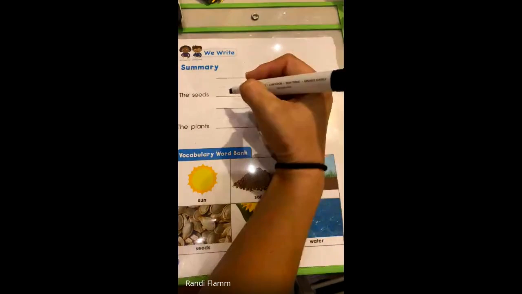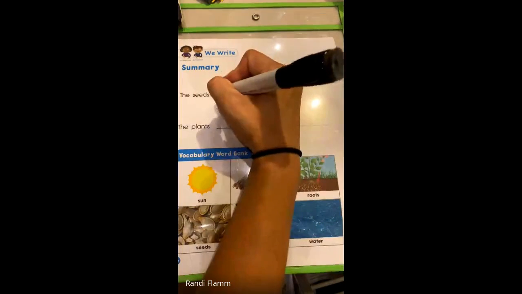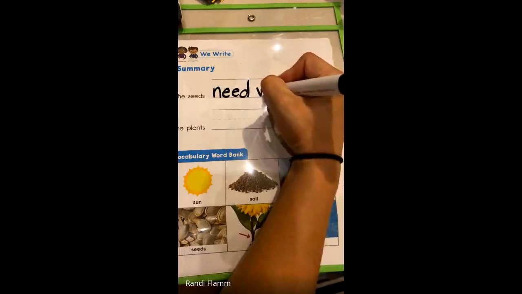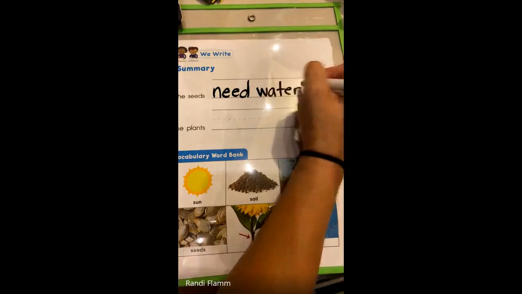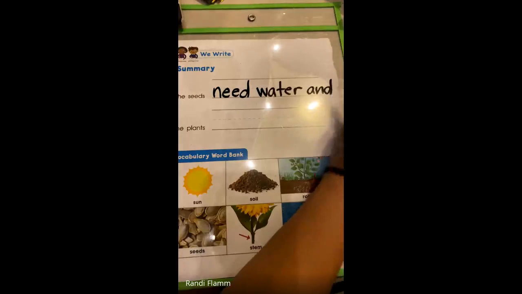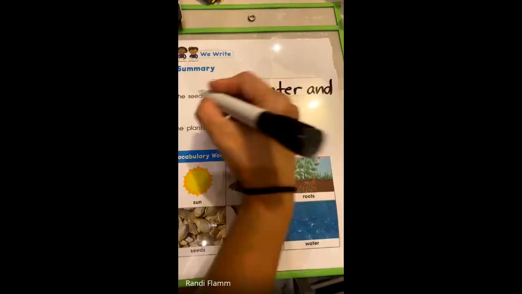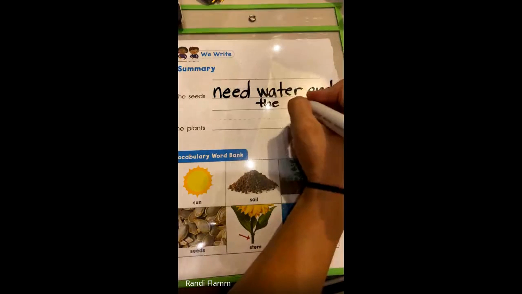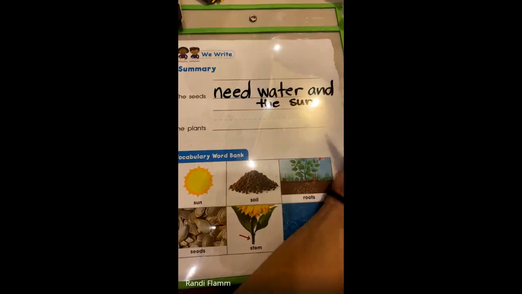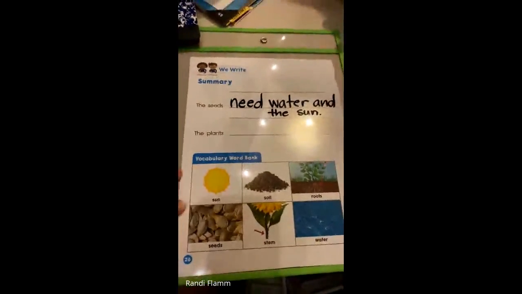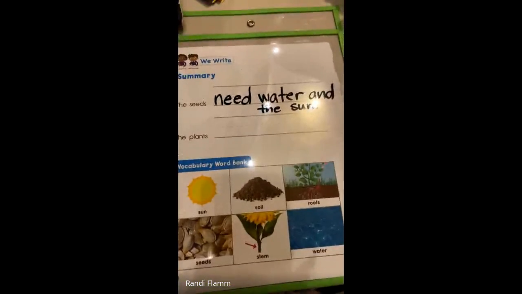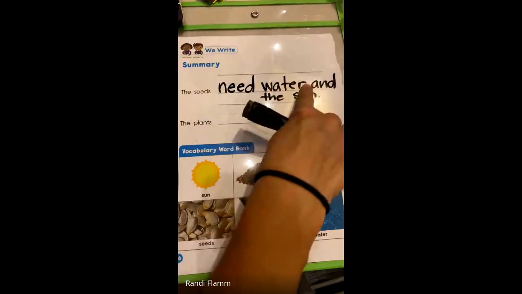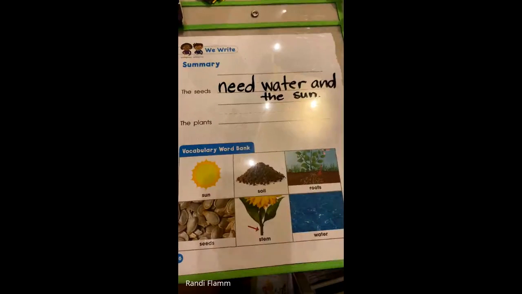I'm going to say the seeds need, I don't know if I'm going to have enough room, water, and I'm going to keep going. The seeds need water and the sun, period. Okay, you can't see that, but it's there. This is my 5-star writing. I have my capital letter, a period. The next thing you need are finger spaces so you can tell where the words are.